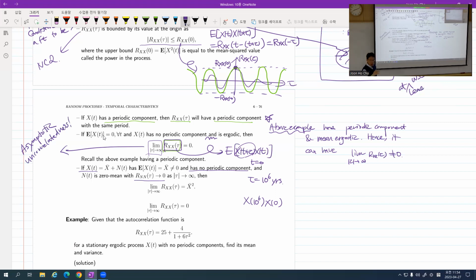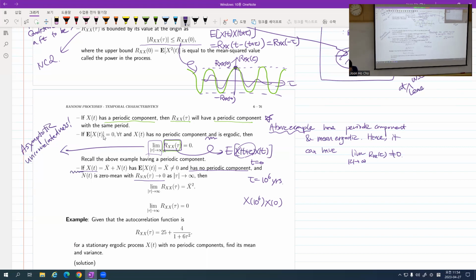But be careful. Our special example says this is not true because this condition is violated. So we still have a special example. Be careful, right? Stark and Woods' textbook mainly talked about this property, and actually they assumed no periodic component. If there is a periodic component, this is not true, okay?